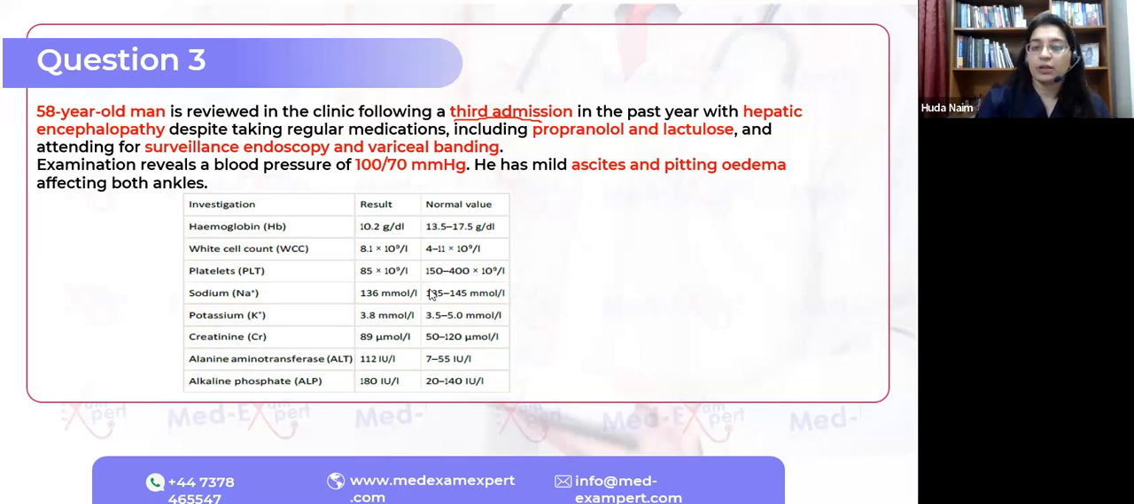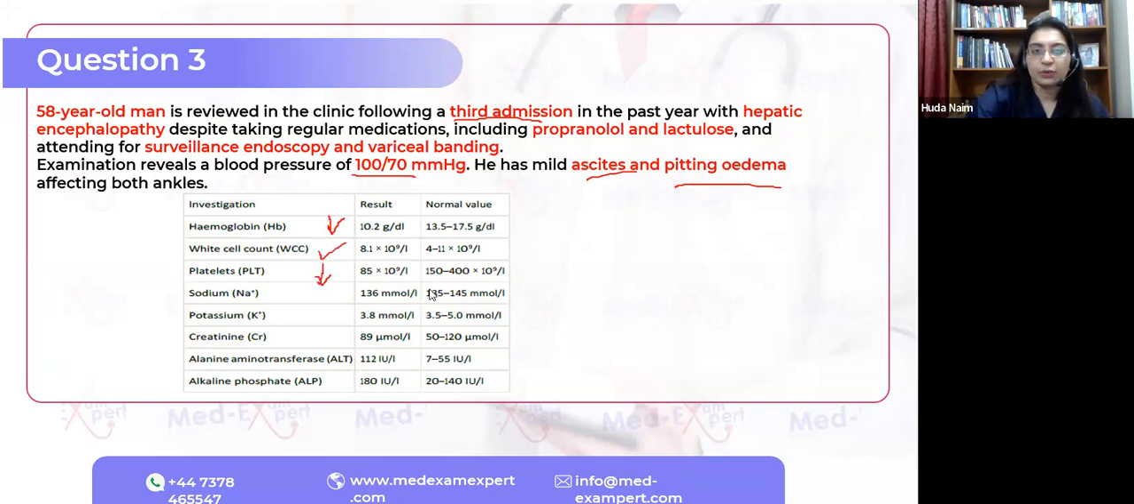And now let's see what they want you to know. The examination reveals a blood pressure of 100 by 70. He has mild ascites and pitting edema, affecting both the ankles. Now let's see the laboratory investigations. The hemoglobin, the patient is anemic. Just make a note of it. The white cell count is normal. The platelets are low.